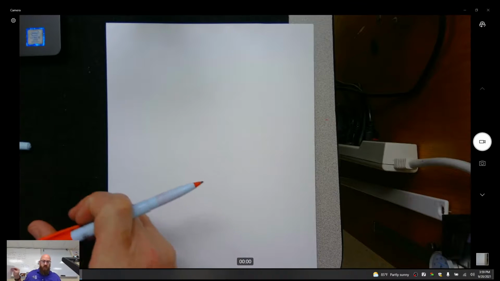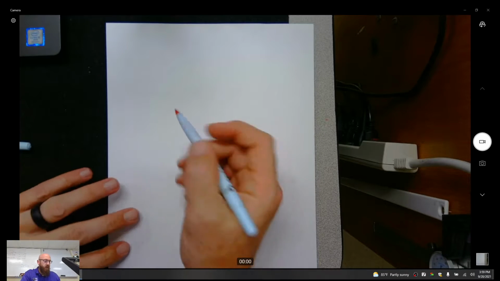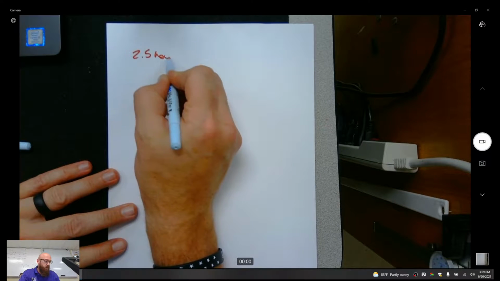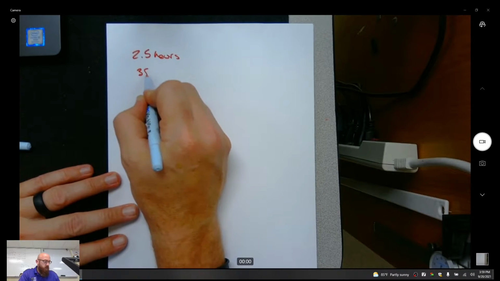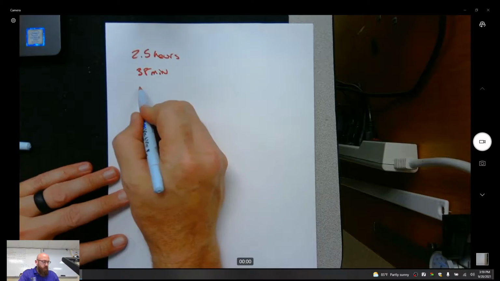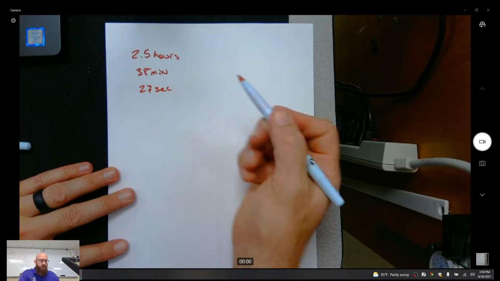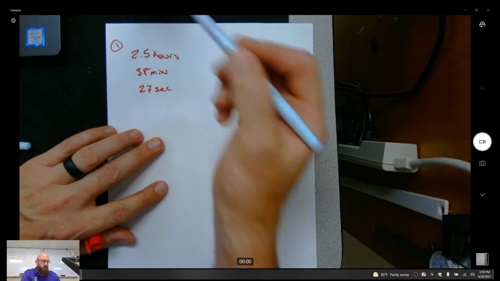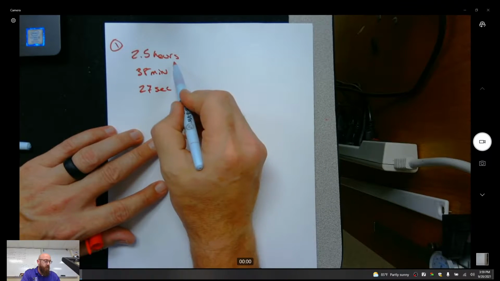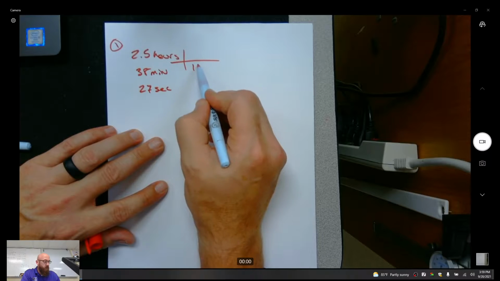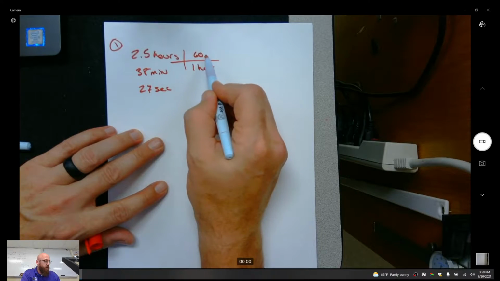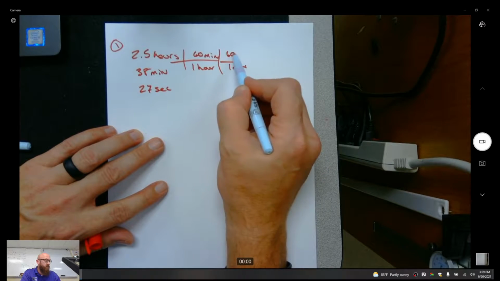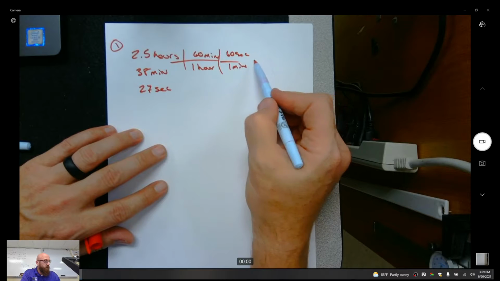Let's start with question number one, talking about a marathon in ancient times, and they give you some funny times, like 2.5 hours, and then 38 minutes, and then they throw in 27 seconds. The problem is everything is in different units, so you have to convert everything into seconds. Hopefully you understand. You can say 1 hour is 60 minutes, and 1 minute is 60 seconds. Hopefully you do the math.